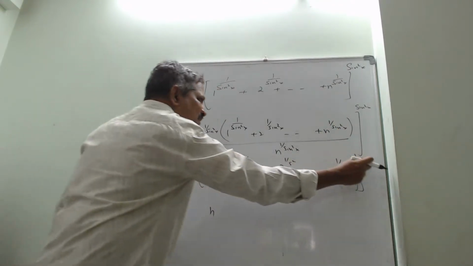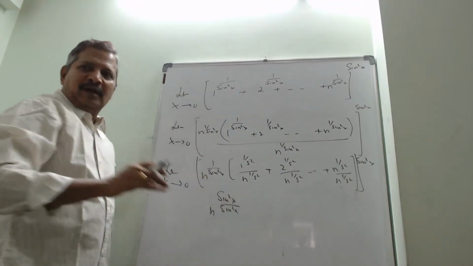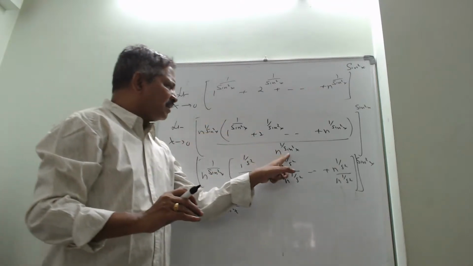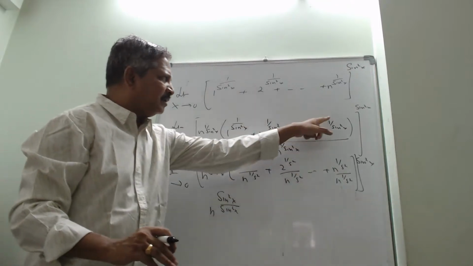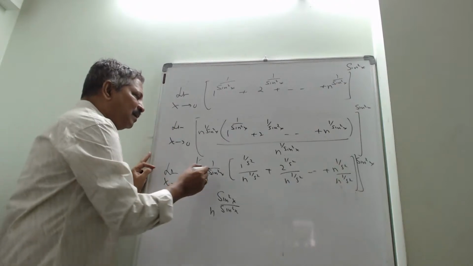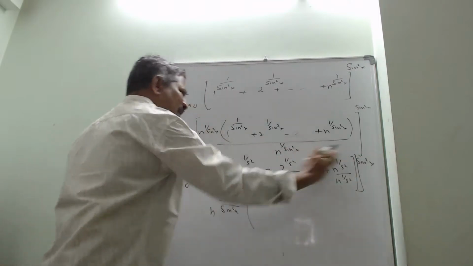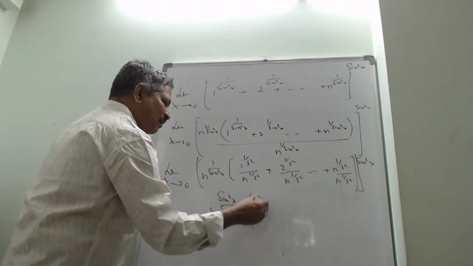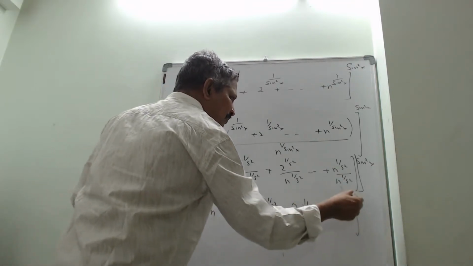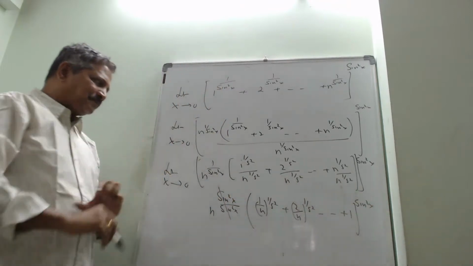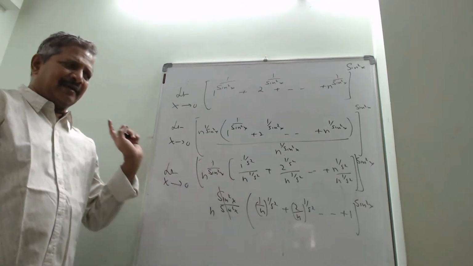Now what happens? This sin square you take here, sin square x by sin square x. I am repeating again: here I multiplied n power 1 by sin square. Now n by n power 1 by sin square into sin square gives n. For the other terms I will keep as it is: 1 by n power 1 by sin square, 2 by n power 1 by sin square, and so on, whole power sin square x. This cancels, and n power 1 by sin square into sin square, n will go out.